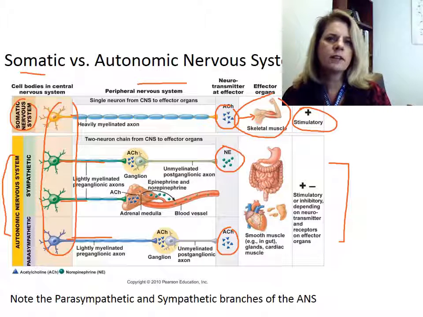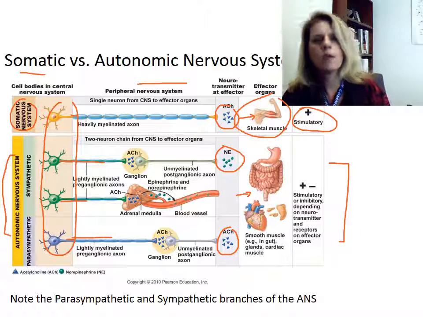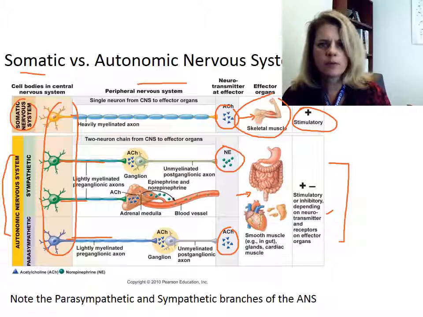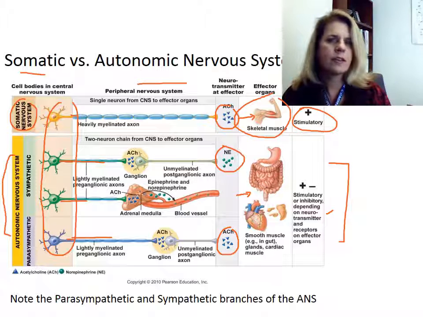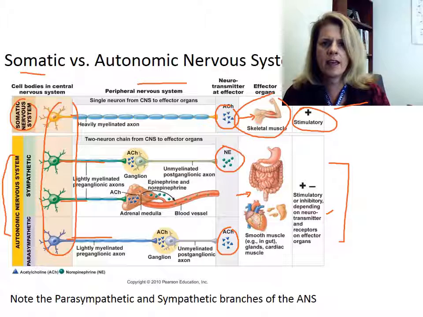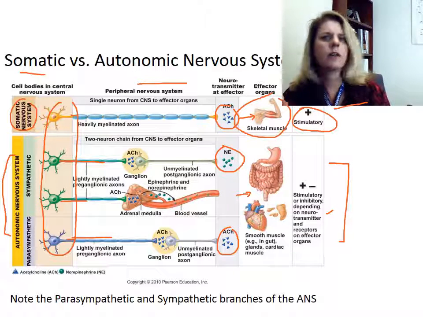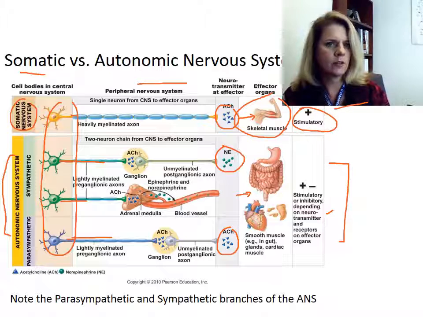Now, norepinephrine and acetylcholine will then go out to their target organs and cause an effect. And these can either be stimulatory or inhibitory, depending on the neurotransmitter and what kind of receptor these organs have. And we'll talk about that in more detail later. But right now, from this slide, I want you to see that the somatic nervous system only uses acetylcholine. The parasympathetic nervous system uses acetylcholine and norepinephrine to bind to the effector to get a result somewhere in the body, either a muscle or a gland or an organ.